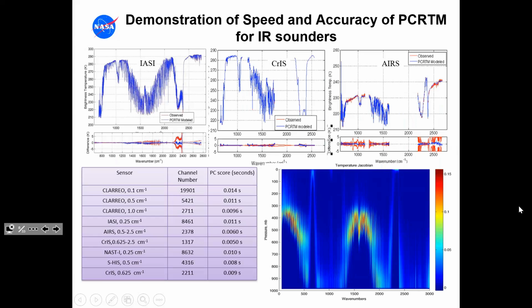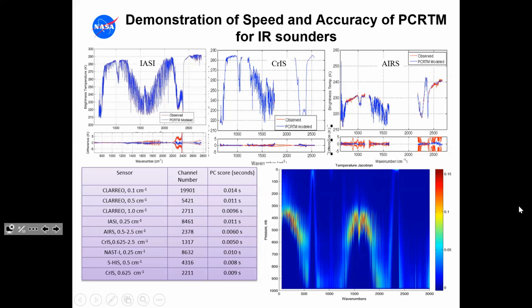So this is just to show you that we have applied this principal component radiative transfer model to a lot of satellite and airborne sensors with spectral channels ranging from over 1,000 spectral channels all the way to 20,000 spectral channels. And if we just stay in the PC domain or eigenvector domain, we only need 5 milliseconds to calculate one spectral. So it's a tremendous improvement in speed relative to other models.